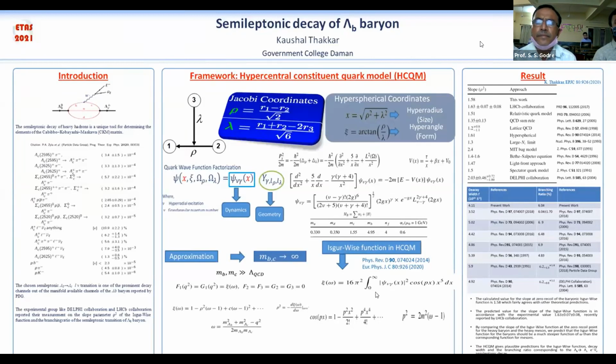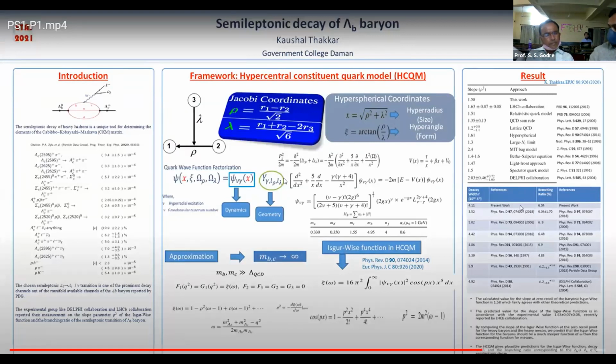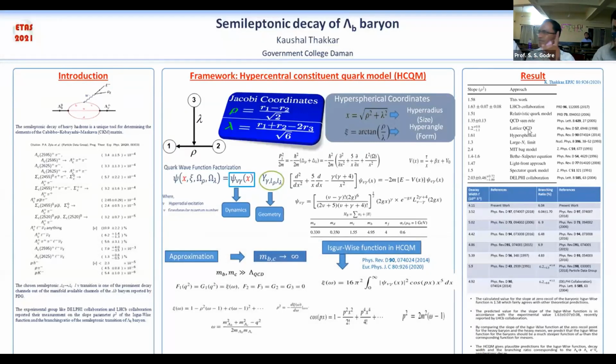Once the Isgur-Wise function is obtained, one can predict the semi-leptonic transition of heavy baryons via the differential decay. Here, iota is the ratio of the mass of the lambda b to the lambda c baryon. The slope at the zero recoil point of the baryonic Isgur-Wise function is computed, and the result along with the other theoretical predictions is listed here.